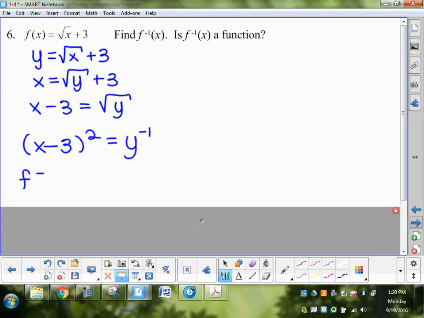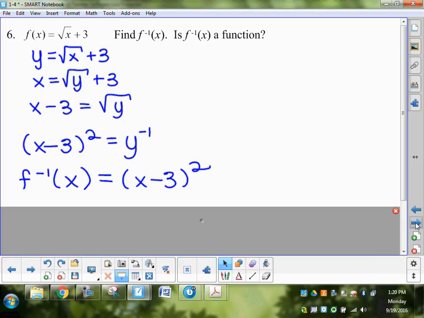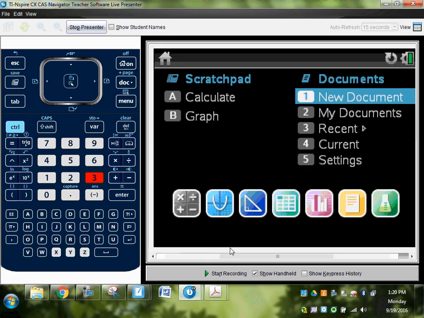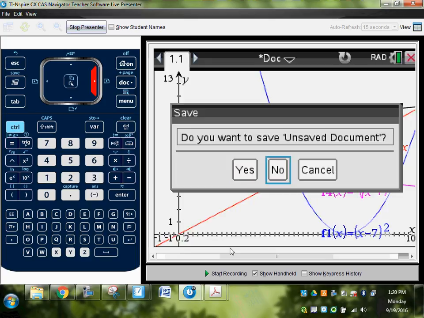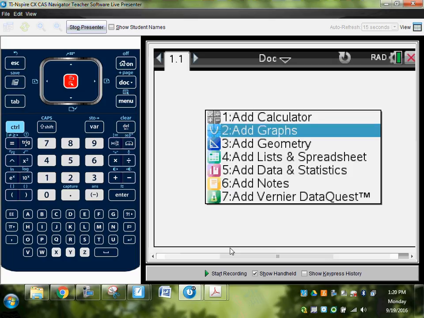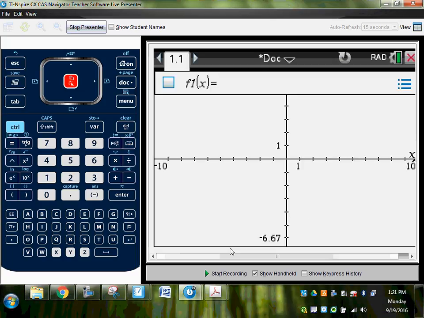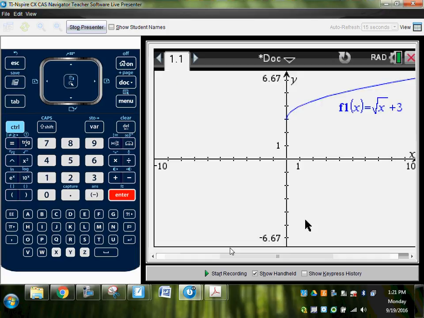So I would say f inverse is equal to, now this is where it's going to get dicey. Go in right now, please, and plug in the original. Go into your calculators right now, get a new document going. You can get rid of whatever's there. So let's get a new document going, and in that new document we're going to add a graph. Let's plug in the original, which is the square root of x, then plus 3. I'm going to reflect that over the line y equals x.